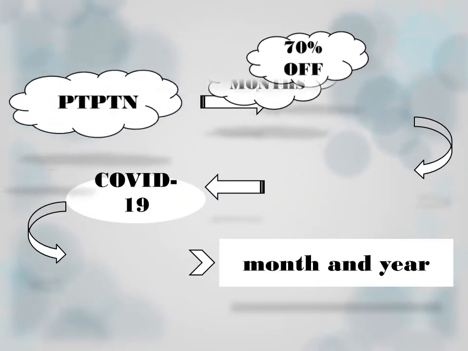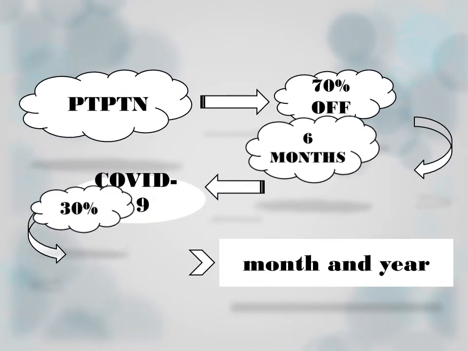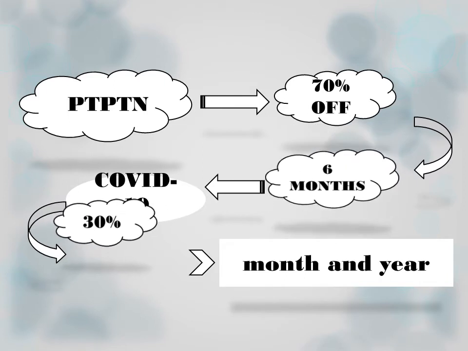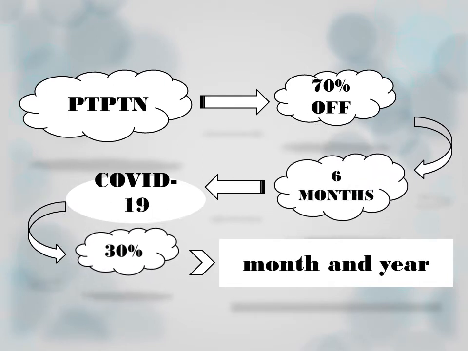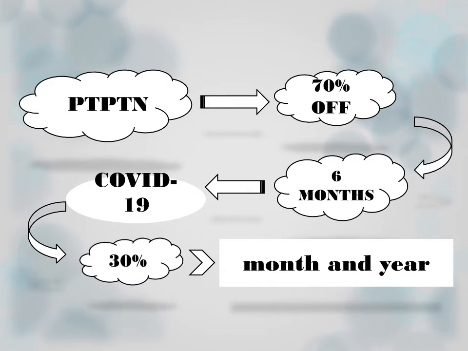PTPTN had delayed 70% of payment for all PTPTN holders for a duration of 6 months due to the pandemic of COVID-19. Regarding this problem, only 30% of the total loan in a month will be paid in the duration of 6 months. They also need to determine which month and year to complete all the loan payments due to COVID-19.